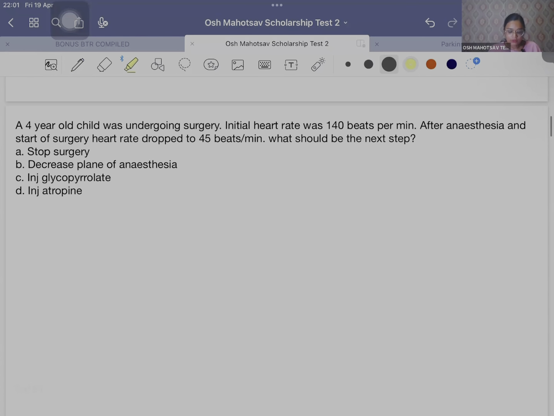Next is a 4-year-old child who was undergoing surgery. Initial heart rate was 140 beats per minute. After starting anesthesia and start of surgery, heart rate dropped to 45 beats per minute. What will be the next step? The next step will be we have to use drugs which will induce the sympathetic system. So atropine we will give, and atropine will lead to an increase in heart rate and BP.